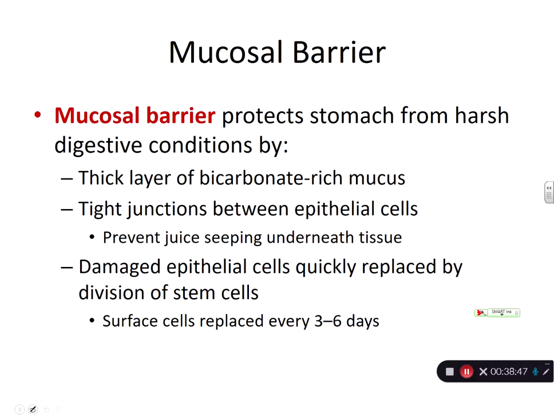Anytime you damage the lining of your stomach, because it's epithelial cells, they regenerate really fast. So your body will regenerate those and replace them very quickly. And in fact, even if you don't damage the lining of your stomach, your body will regenerate the lining of the stomach at least once a week, sometimes twice a week. So every 3 to 6 days, the whole lining of the stomach is being regenerated.